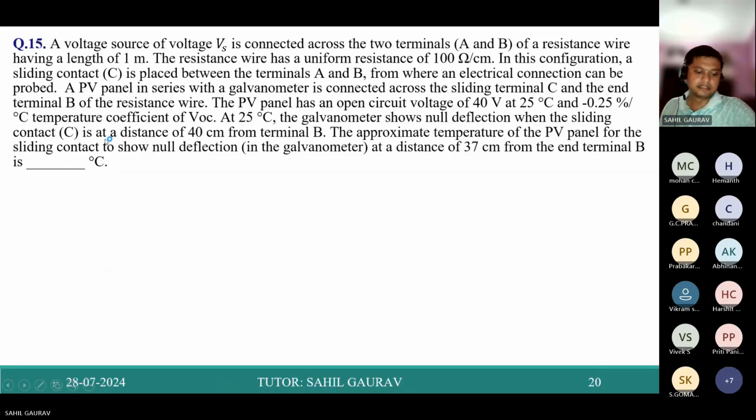So we are having this voltage source connected across the terminals A and B of the resistance wire. So this is, and make it as dark.